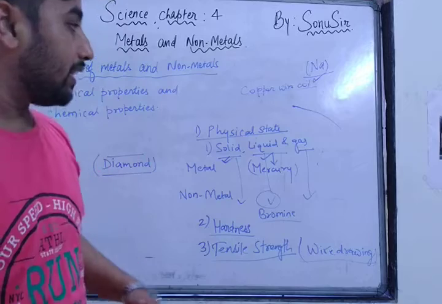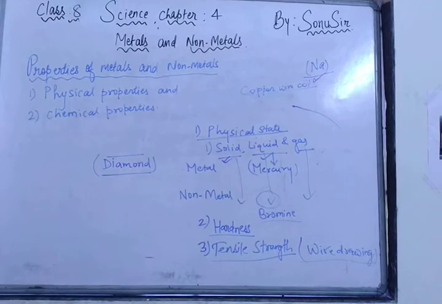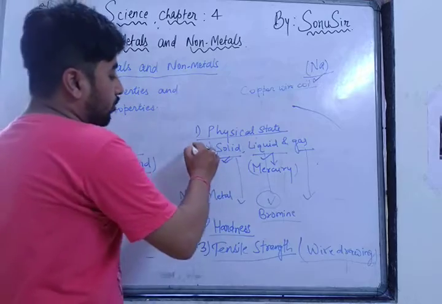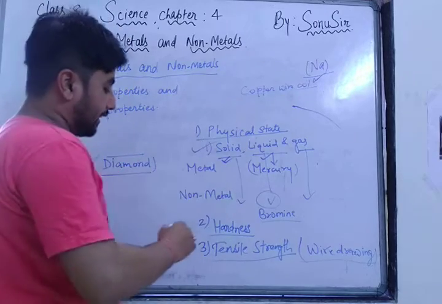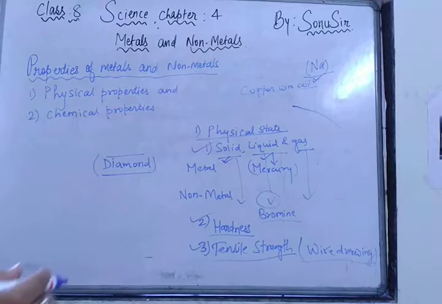If we talk about the metals, they have high tensile strength, and if we talk about the non-metals, they have low tensile strength. See, these are the physical properties. As I have told you, physical state. Second one was hardness. Third one was tensile strength. Now we will talk about the lustre.